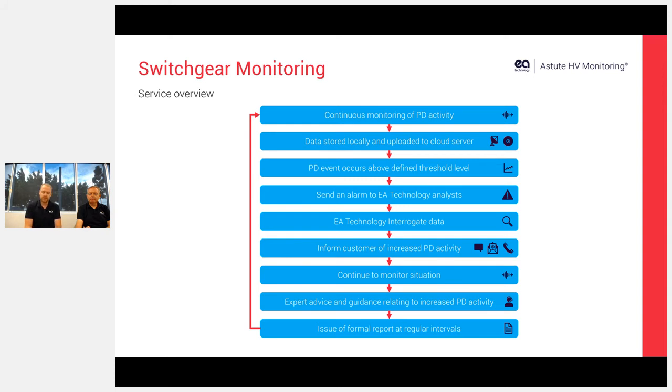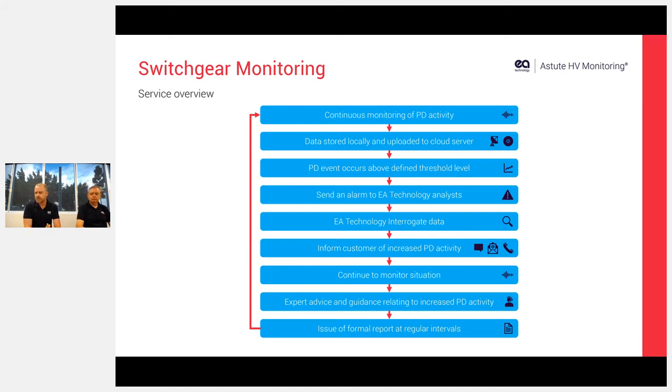And then what happens is we monitor from there. So we will monitor the PD activity remotely. The data that is being logged by the monitor gets stored locally within the machine, and it gets uploaded to the cloud server. If a PD event occurs above set threshold levels, we will receive an alarm, and then our analysts will look at that alarm, figure out whether it's a true PD event or what the next steps are to take if it is deemed to be PD.